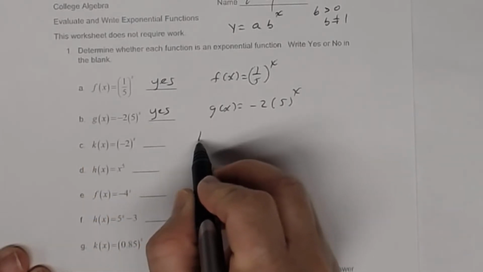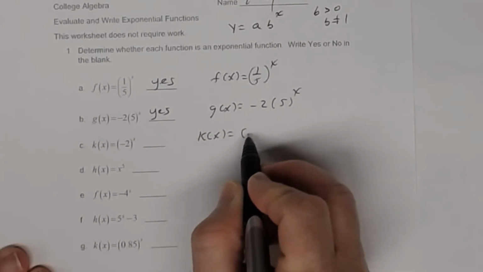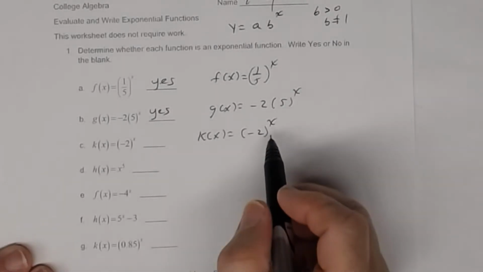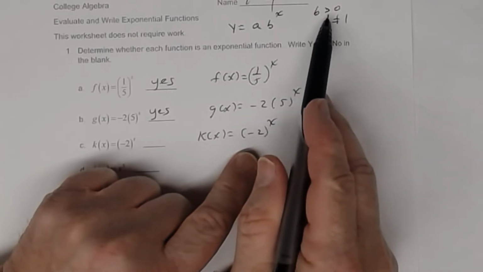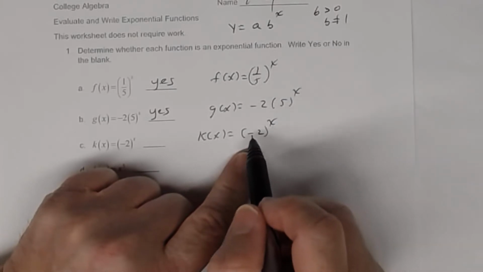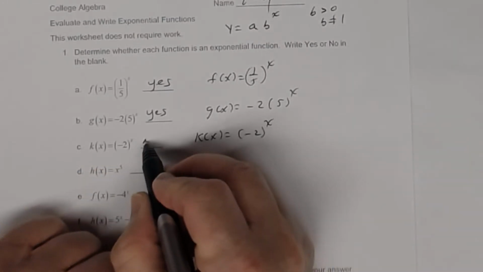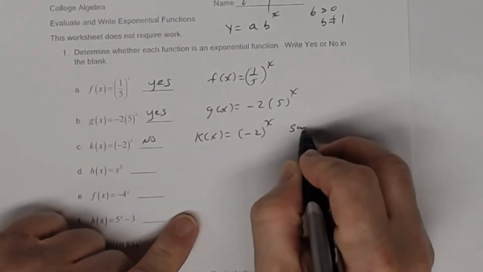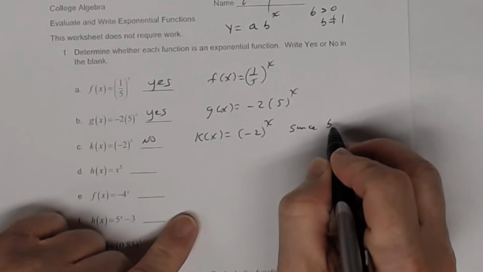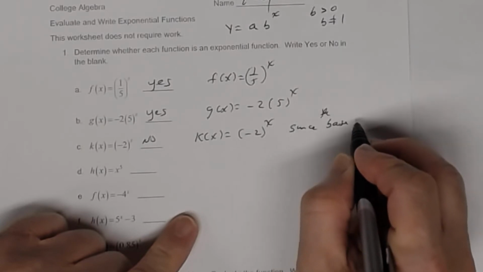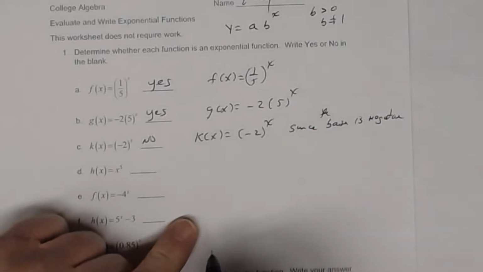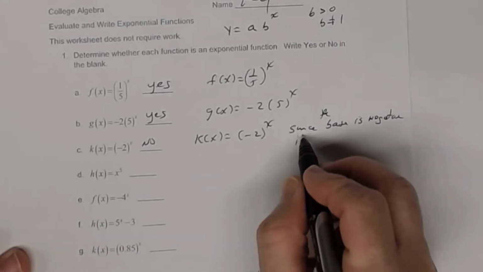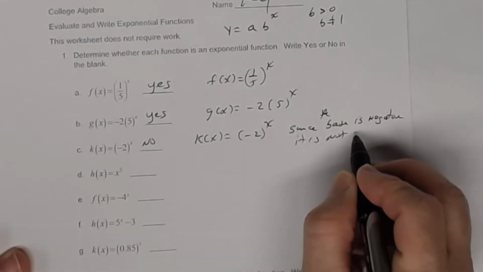C, you have k of x is equal to negative 2 to the x power. Now remember, the base must be positive. It cannot equal 1. Here, my base is negative, so the answer is no. Since the base is negative, the base cannot be negative. It is not an exponential function.